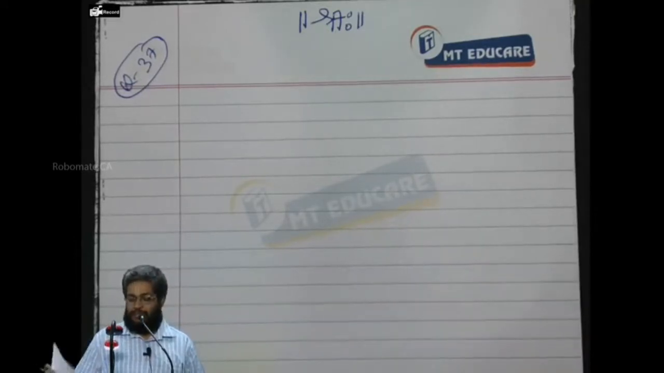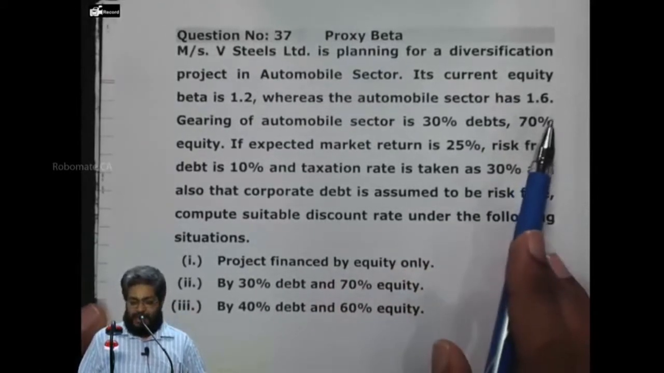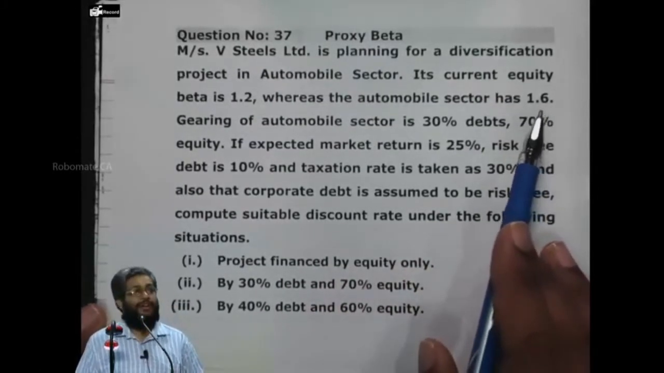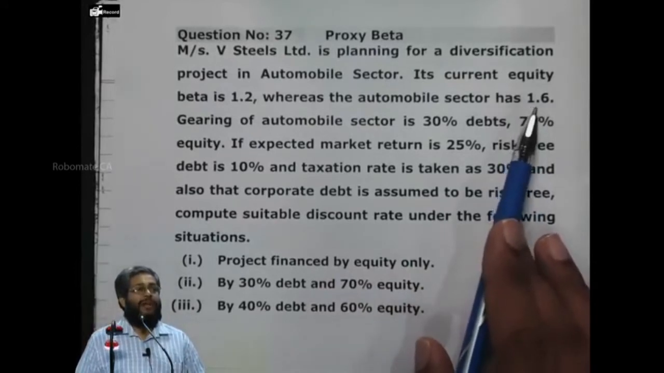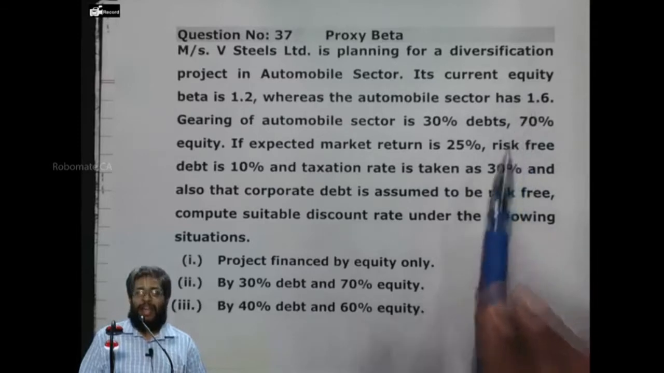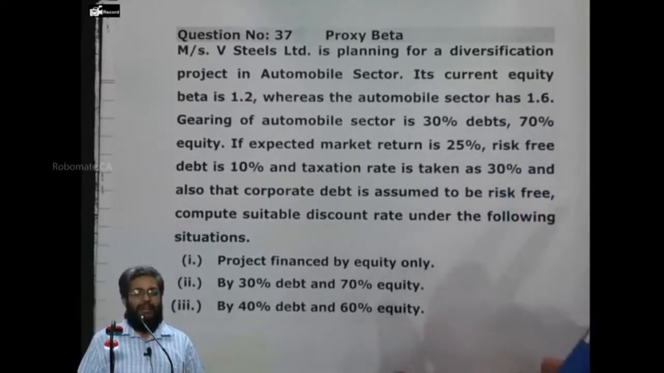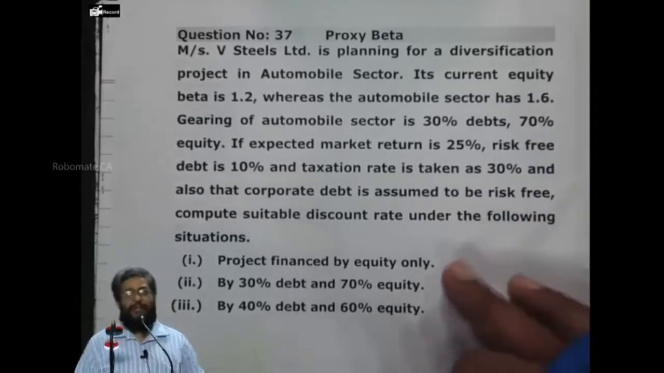Now, first of all, my question is, the automobile sector beta is 1.6 times. Can I take that 1.6 as a beta for my project or not? No. Why can I not take it? It is levered. I should take only the unlevered beta. We have to unlever it. Now write it down.